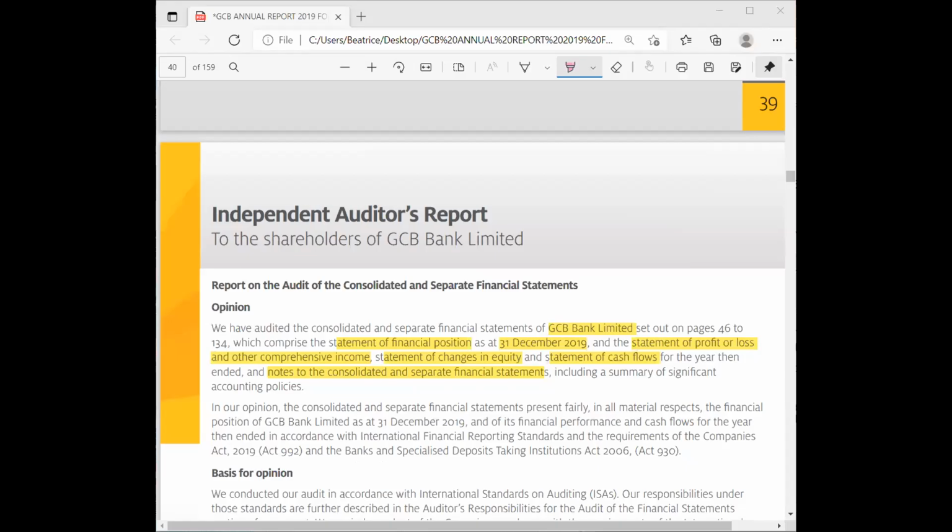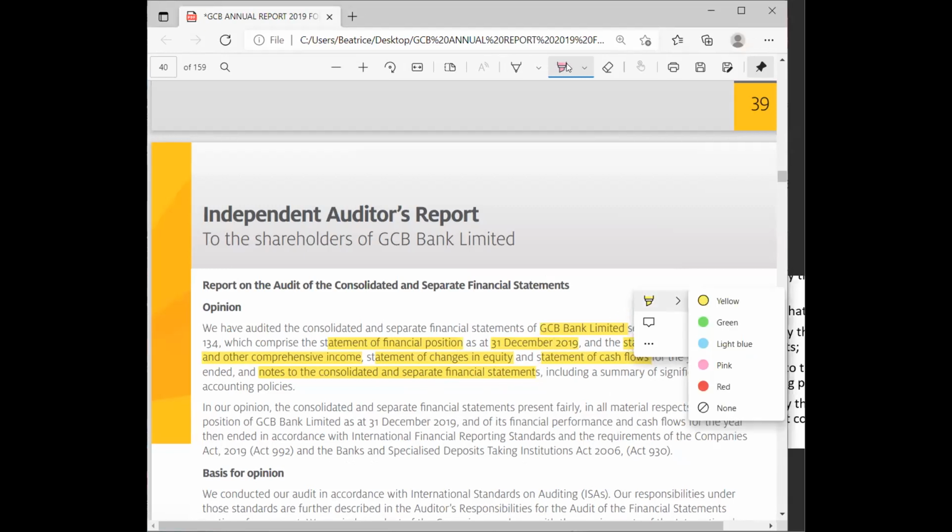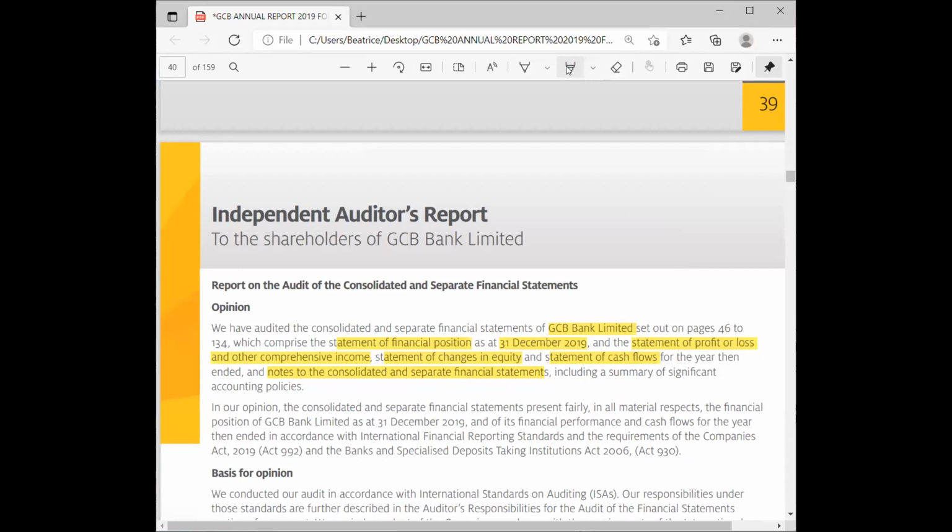Okay, so as I was saying, it will also indicate the period. So that's the period here. It will indicate the period, which here is 31st December 2019. And then the opinion will be stated clearly.